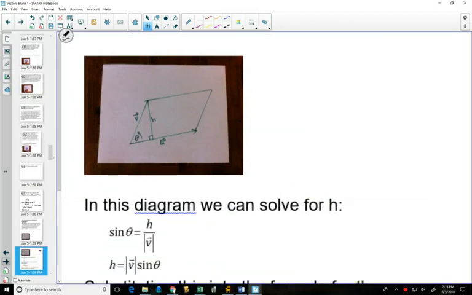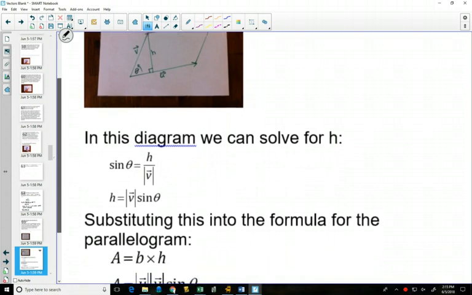Now, if we add the angle theta in here, we could define sine of theta to be opposite over the hypotenuse, which is your height over the length of the vector v. Rearranging that for height, we get our height to be just the vector v times sine theta.